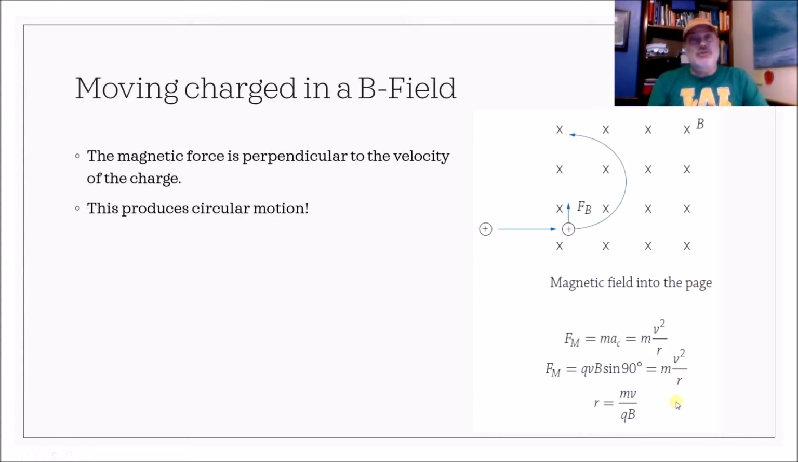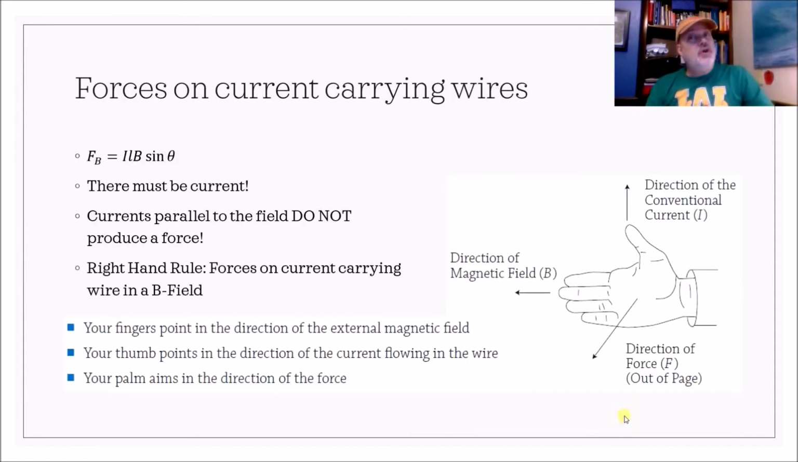Now, this shows up on the test every year, so make sure you know how to get this. And sometimes they ask you for the mass to charge ratio, or the charge to mass ratio, or the momentum of the object. So momentum is just mv, solve it for mv, or solve it for m over q if that's what you're looking for.